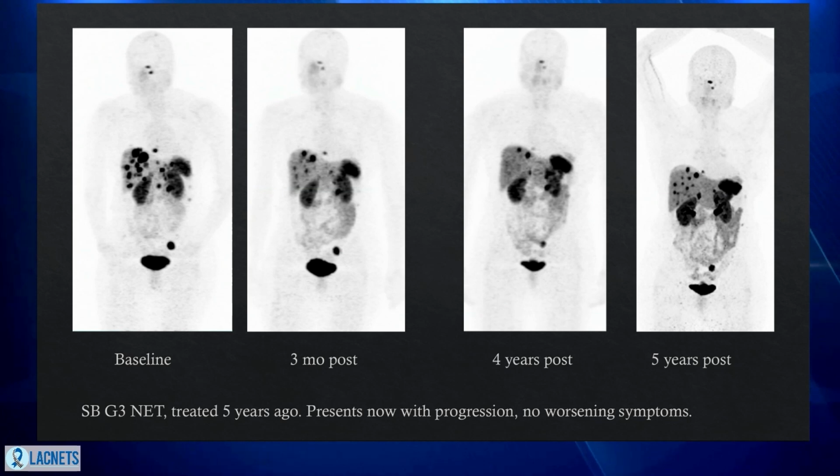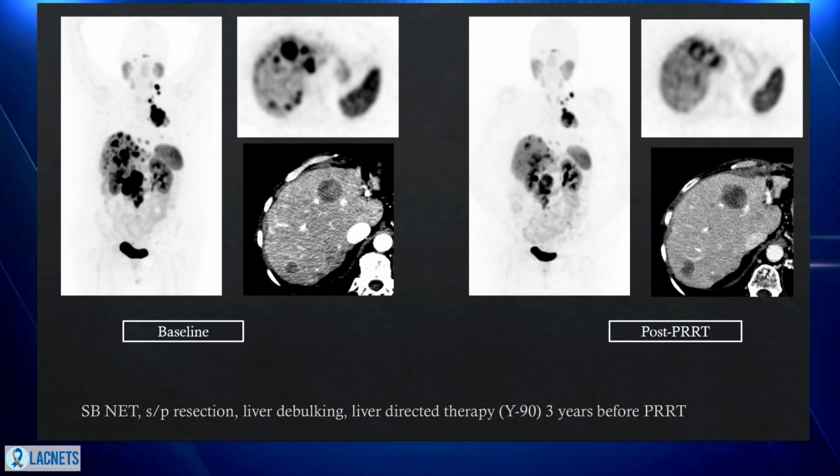And in this case, the progression was seen 5 years after treatment with PRRT. And here we see new liver lesions that indicate tumor progression at this point.